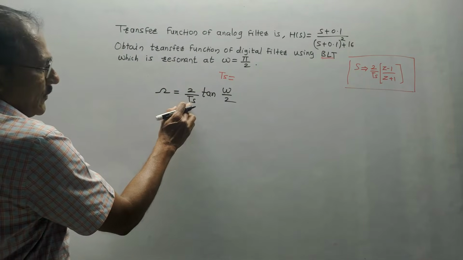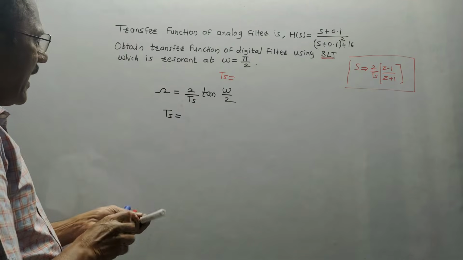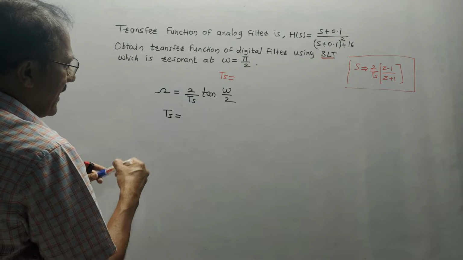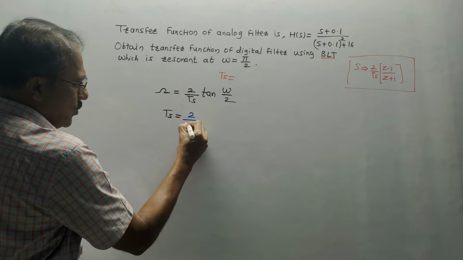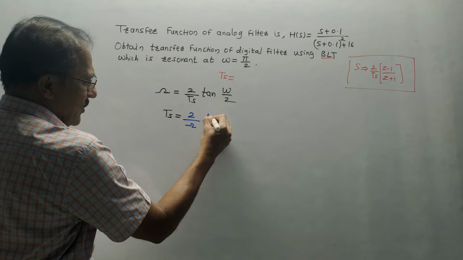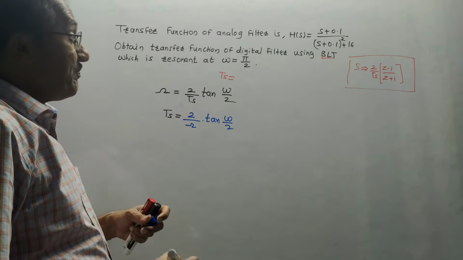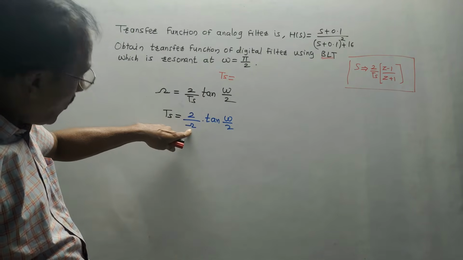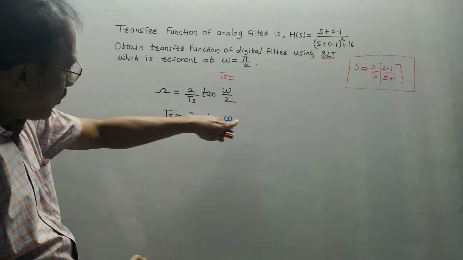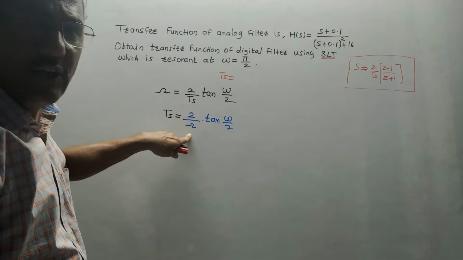Ts is the sampling time that I need to calculate. From this equation, I can simply write Ts is equal to, what I am doing, I am interchanging Ts and ohm, so it can be 2 by ohm into tan omega by 2. Now, I need to know the value of ohm, because omega is known, and then only I will get the value of Ts. How to get the value of ohm?